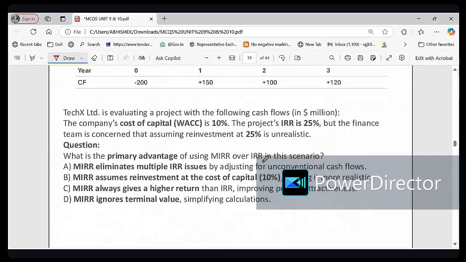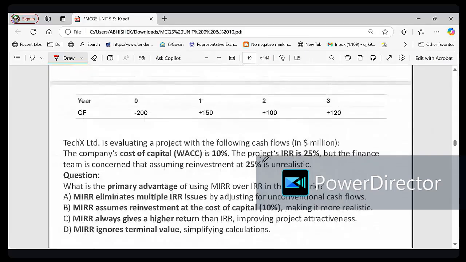Now let's look at this question. This is another question based on the same discussion which we have just done. So what is happening here is that TakeX Limited is evaluating a project with the following cash flow. Company cost of capital is 100%. We will discuss what the WACC is in the upcoming lecture. And the project IRR is 25%. But the finance team is concerned that assuming reinvestment at 25% is unrealistic, right?